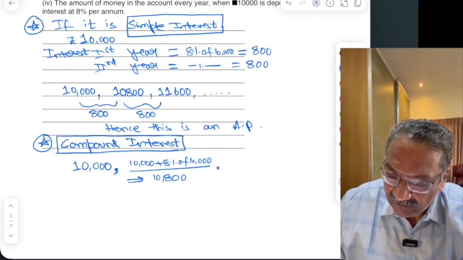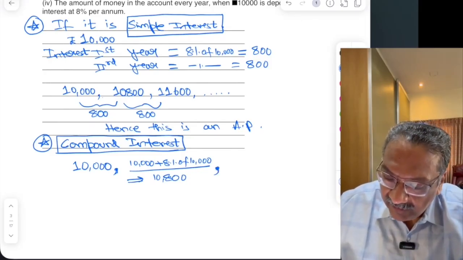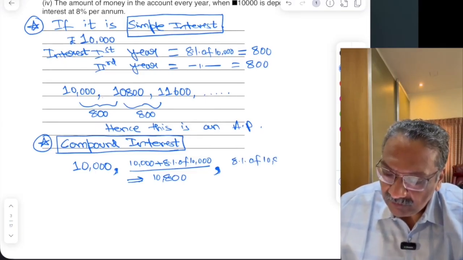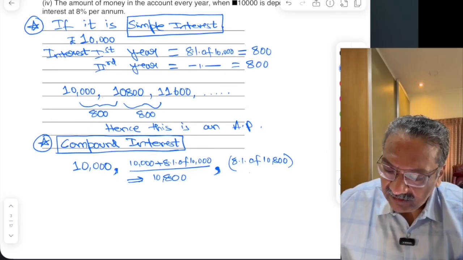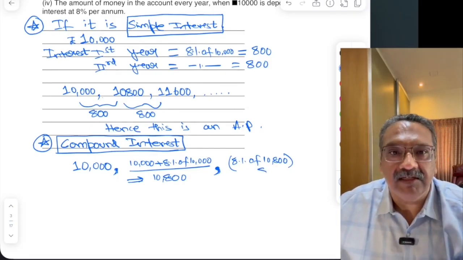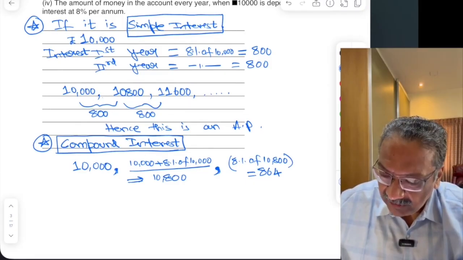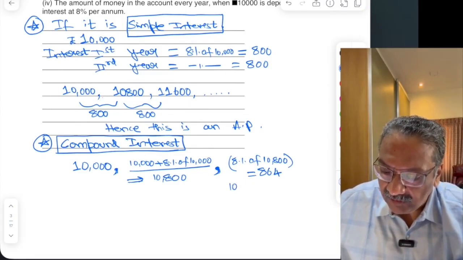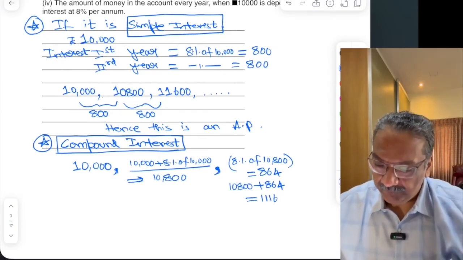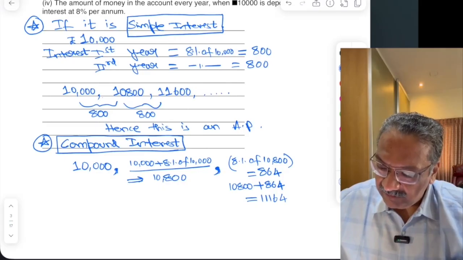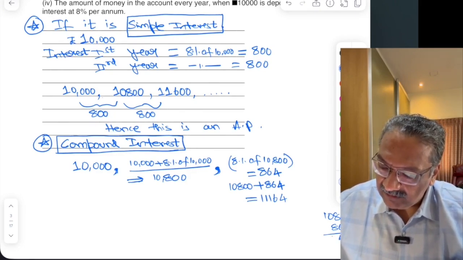This is initial. After 2 years what happens? 8% of 10,800 is the interest. So, how much is 8% of 10,800? It comes to about 864 rupees. Okay, so this much is the interest, and what does the balance become? Balance becomes 10,800 plus 864, which is equal to 11,664.